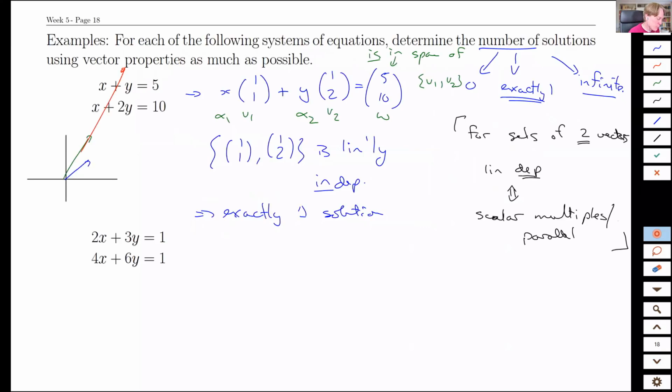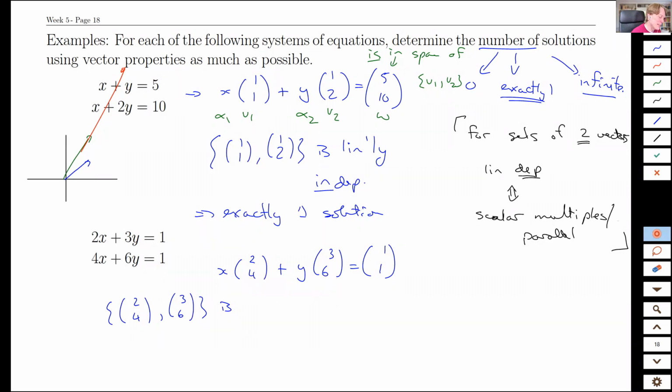All righty. And we can kind of rinse and repeat that. Here we have x times 2, 4 plus y times 3, 6 equals 1, 1. And here we can tell that this set of 2, 4 and 3, 6, these are multiples of each other, clearly. If I multiply this by 1.5, I get the other one, so the set is linearly dependent.